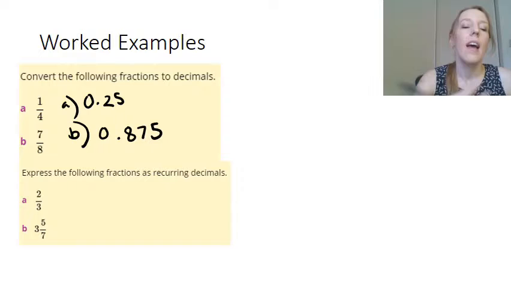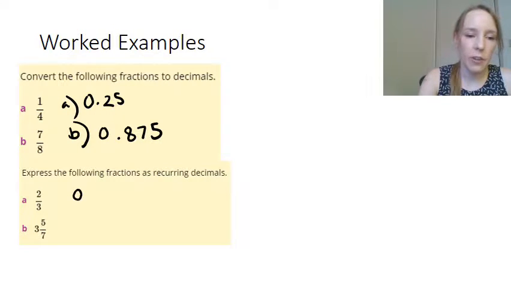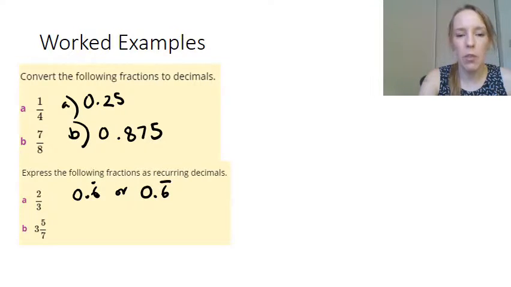0.875. Okay, so then we've got express the following fractions as recurring decimals, so 2/3. So 2 divided by 3, that's what you put into your calculator, and you're going to get 0.6 recurring, so you can either put a dot above it, or if you prefer, you can put 0.6 with a line above it.